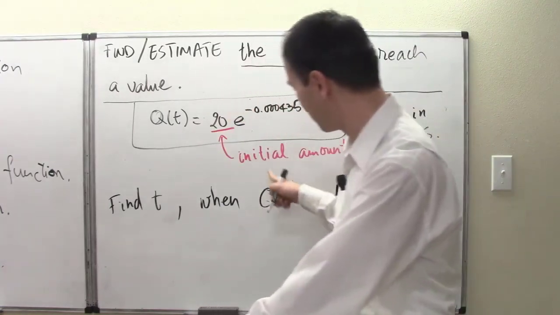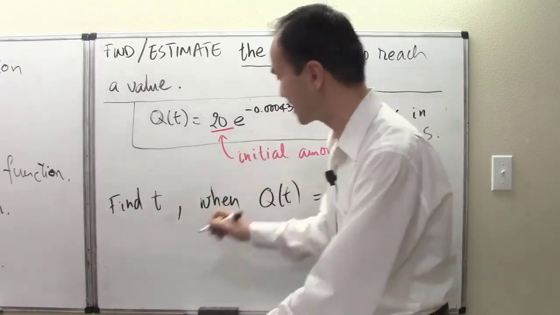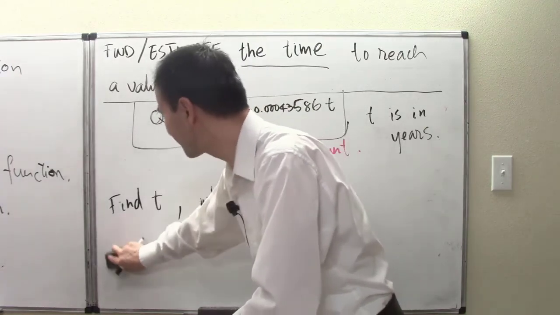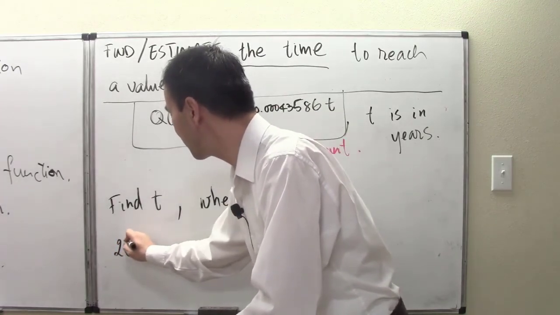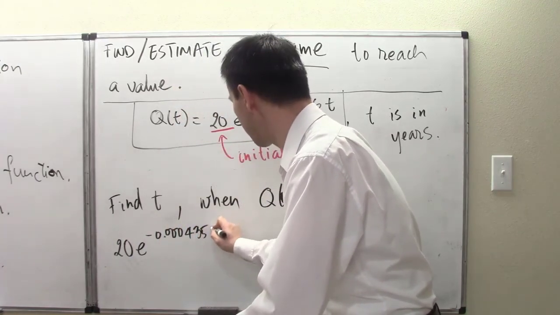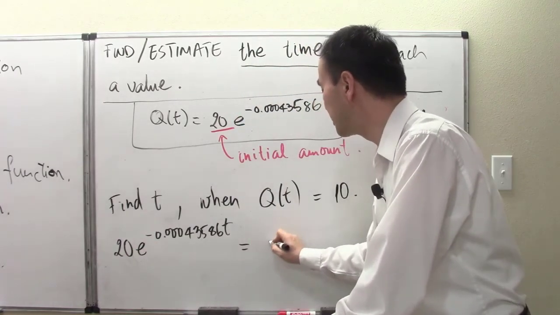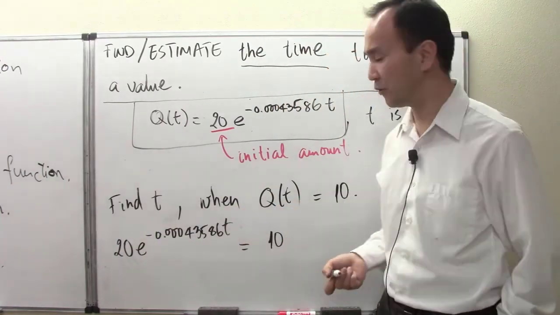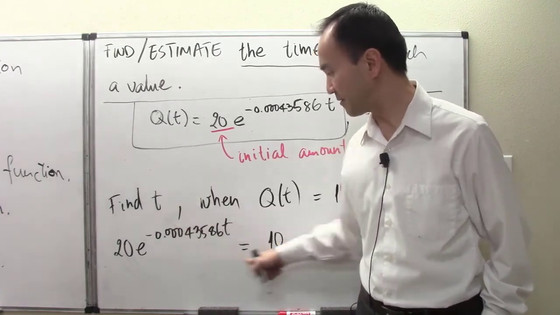Just like how we've been learning about solving equations, the function itself is 20 times e to the minus 0.0004356 t. That's the function, and we want that to equal 10. We want the output of this function to equal 10, and then from there we are going to solve for the value of t. We want to find t from this equation.